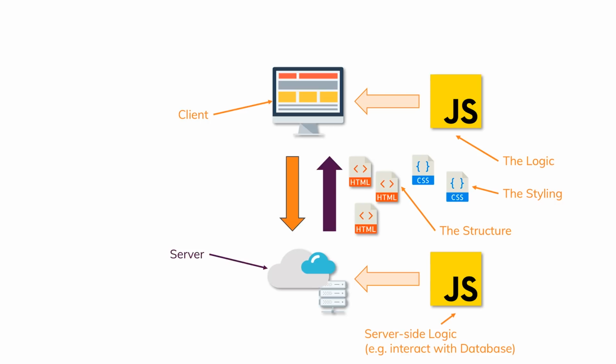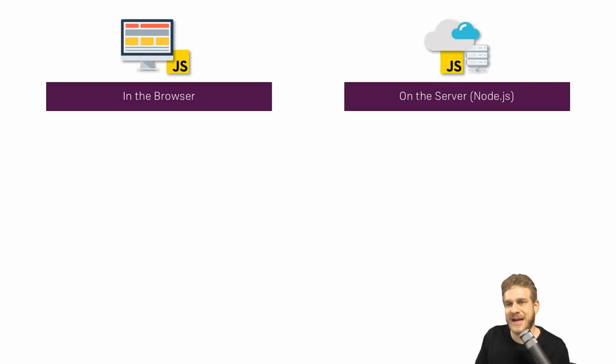There we can also interact with databases and so on, something we can't do from the browser, because we, well, need the connection on the server for that. So let's do that differentiation between the browser and the server, where we use Node.js. That's the name of JavaScript on the server, essentially.